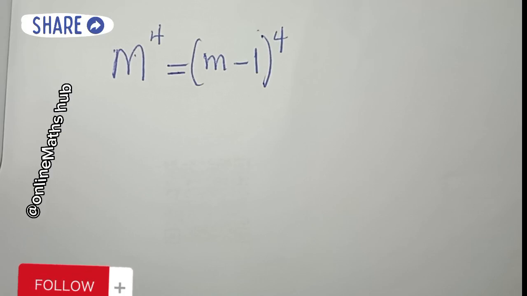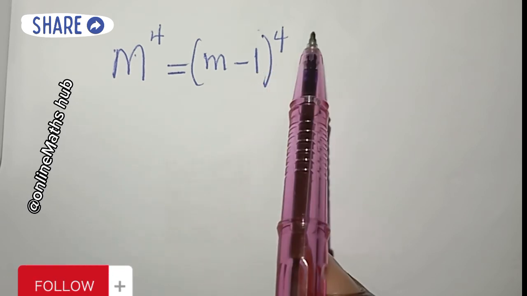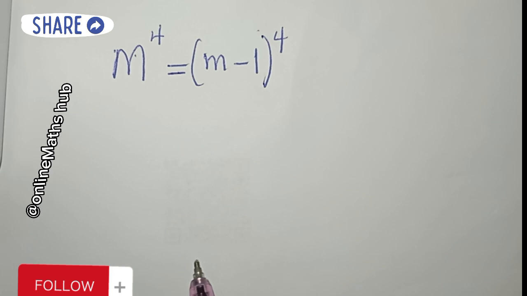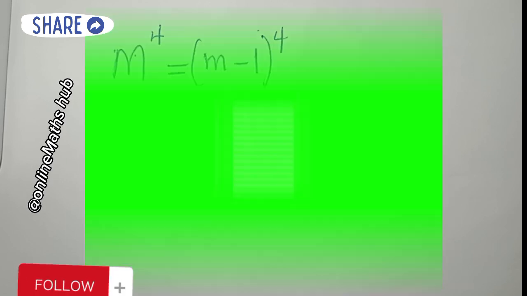We have this problem right here to solve. This is m^4 = (m − 1)^4, and of course we want to find the values that satisfy this equation. So that's what we are going to be doing in this video.